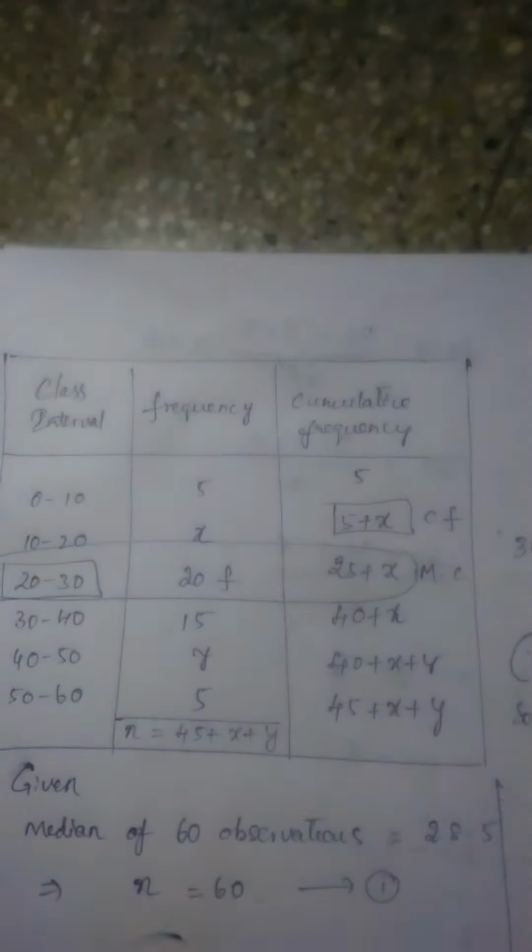If the median of 60 observations given below is 28.5, find the values of x and y. Given class intervals are 0 to 10, 10 to 20, 20 to 30, 30 to 40, 40 to 50, and 50 to 60. Frequency is 5, x, 30, 15, 5, y, 5. Here we have to find out the values of x and y.